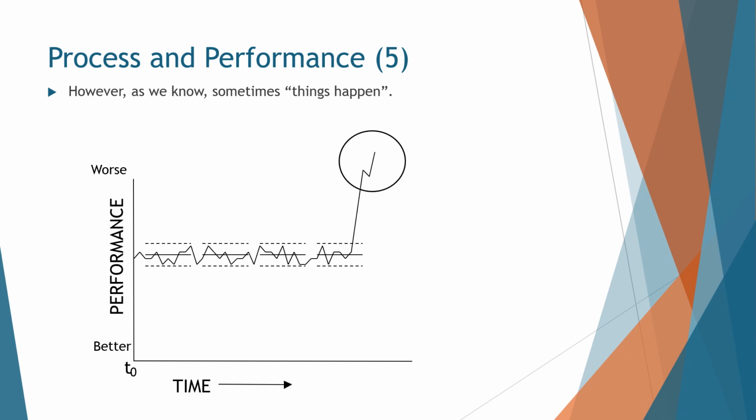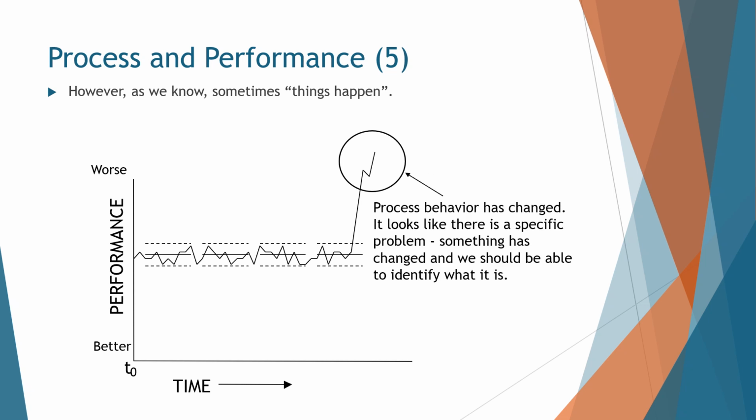However, as we know, sometimes things happen. And now they're including data points that are way too high, totally above and beyond the upper control limit, and that's in that circle that you see. These are called special causes. What happened to cause these special occurrences? Process behavior has changed. It looks like there's a specific problem. Something has changed, and we should be able to identify what it is. Whatever change can likely be found in the records right here.